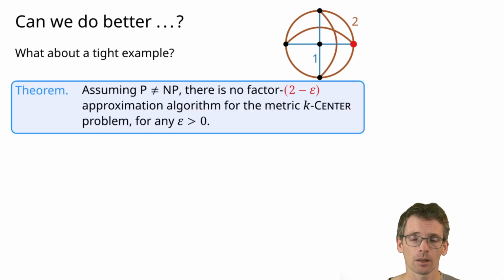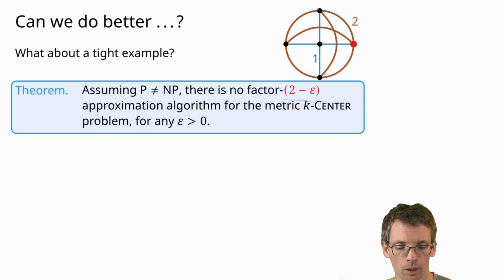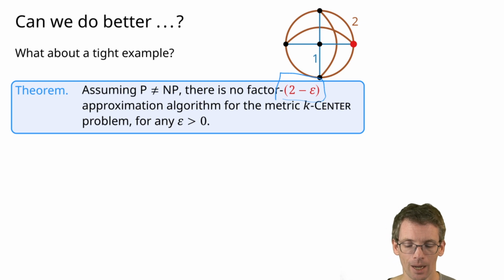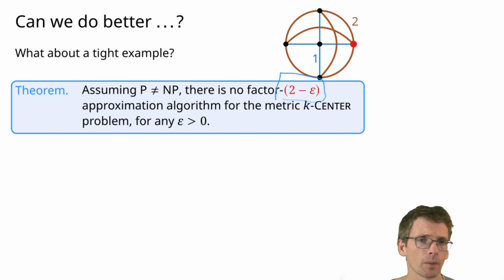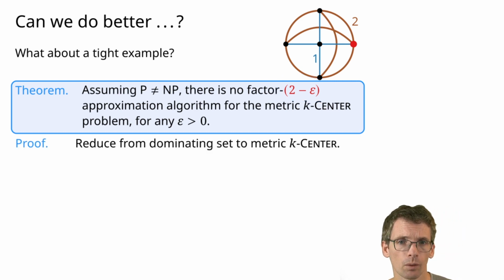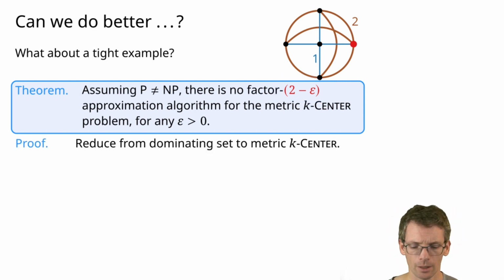So unless P equals NP, there's no polynomial time algorithm with an approximation factor of 2 minus epsilon for any epsilon larger than 0. And we can prove this. So this is like an NP-hardness reduction, just that we also keep track of the approximation factor. We reduce from dominating set to the metric k-center problem.